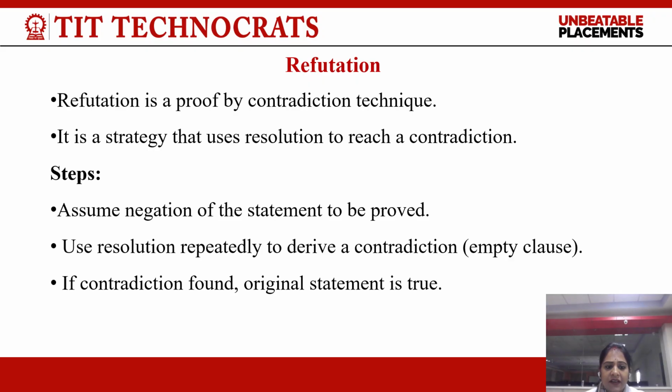Next, refutation. Refutation is a proof by contradiction method. We assume the opposite of what we want to prove and then use resolution to reach a contradiction. If a contradiction occurs, it means our assumption was wrong. So the original statement is true.